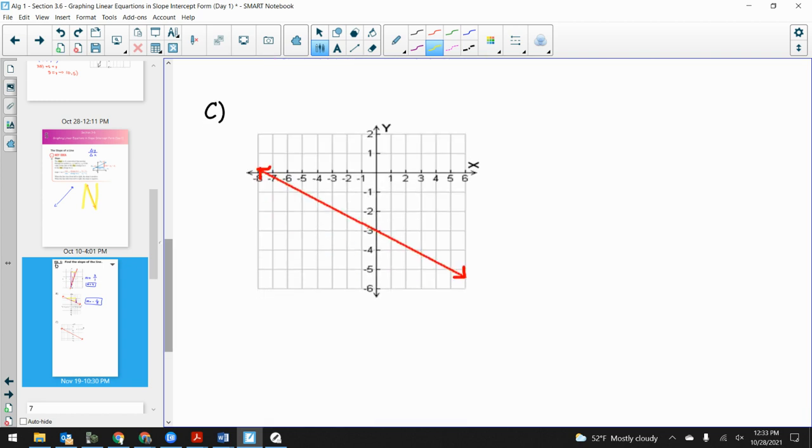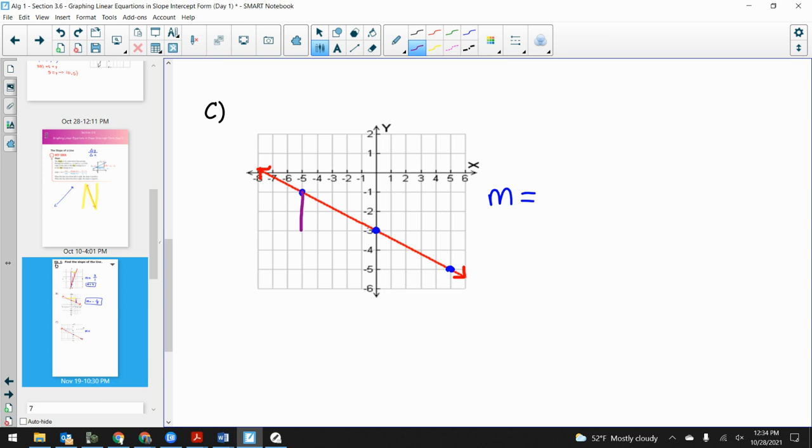Same thing here. Last one of these. Pick some nice points. Looks like my y-intercept is nice. Looks like there's a point down here and a point up there. Okay. Let's stop with that. Thank you. Let's pay attention, Gavin.